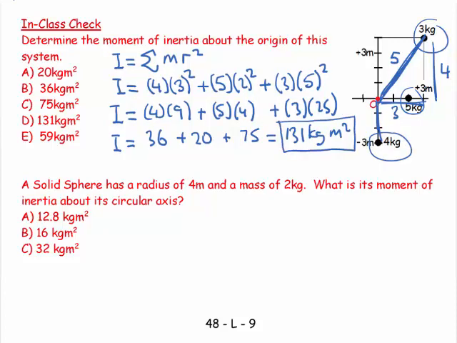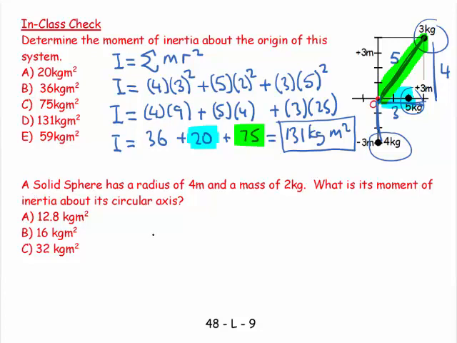Just as an interest, this one that's 5 meters away, it's not even the heaviest mass, it's the lightest mass, but it's the longest distance, and that gives us 75 units. This one here, which is the shortest distance but the heaviest mass, gives us only 20. It's the heaviest mass, but it's the shortest distance. So moving away makes a huge difference.